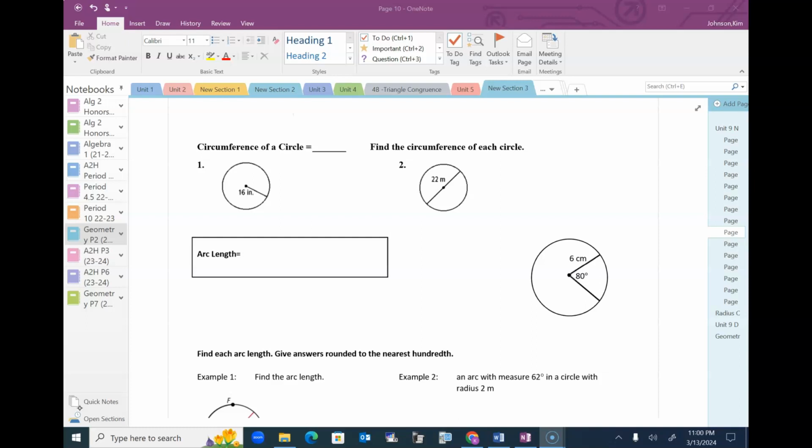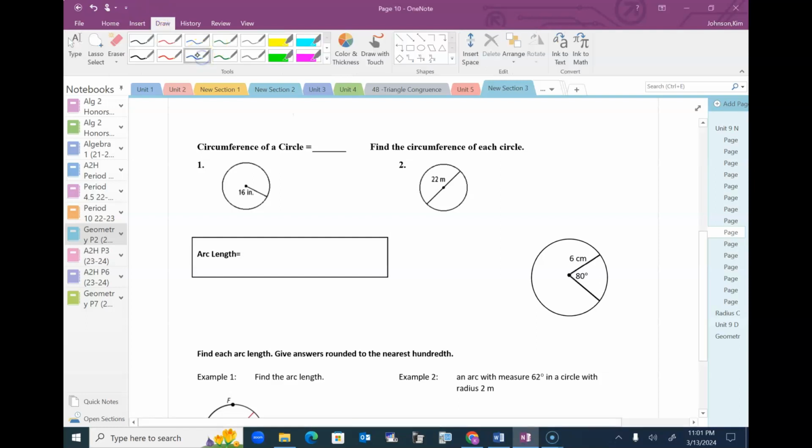So here goes. In this lesson, we're going to talk about finding the circumference of a circle and then finding the arc length based on that circumference. If you remember, you should have already talked about how to find the circumference in previous math classes. The circumference of a circle is the distance all the way around the circle. And that formula is 2 pi r.